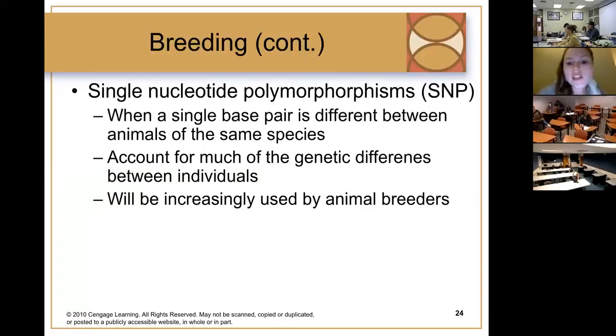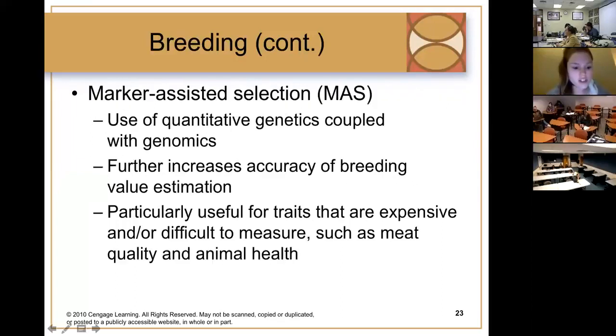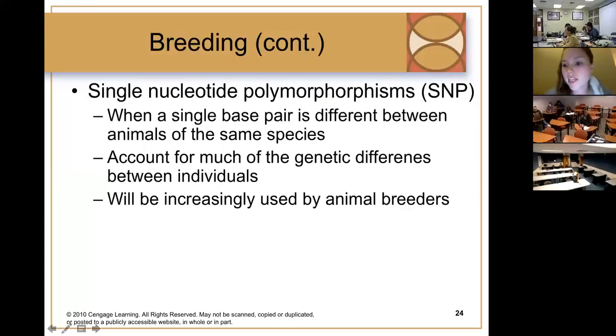Single nucleotide polymorphisms, or SNPs for short, can also be used for breeding and identifying different things. That's when a single base pair, those pairs in the DNA structure, like A, T, or C, G, is different between animals of the same species. If they're the same species, most of their DNA should be similar. But you can have SNPs, where a single base pair is different.